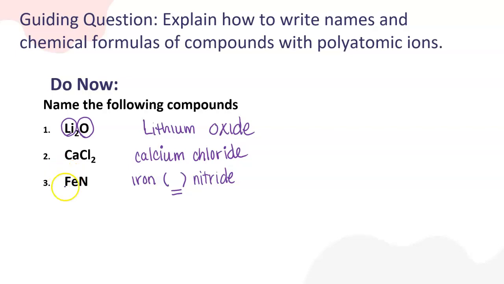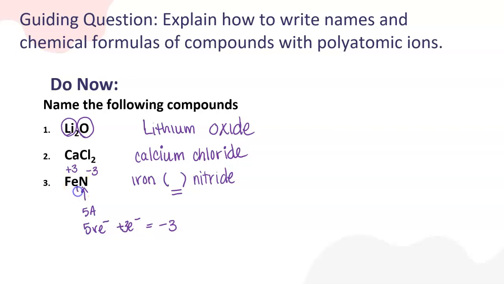Okay, so for the Roman numeral, what would you write in the Roman numeral spot? The charge of iron. And what is the charge on iron? It has to be +3 because what is the charge on nitride? -3. And you get that from the periodic table, right? Nitrogen is in group 5A, so that tells us it has 5 valence electrons. So it is going to gain 3 electrons to have the -3 charge and fill its outer shell.